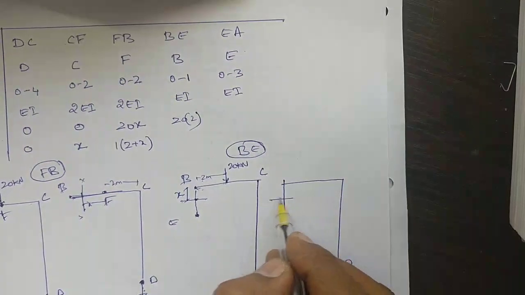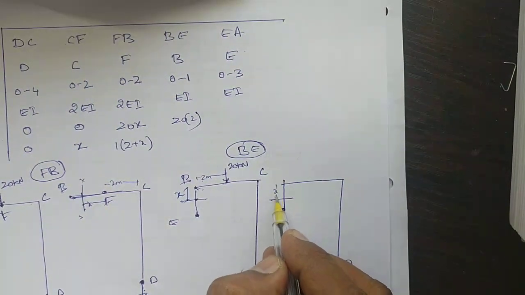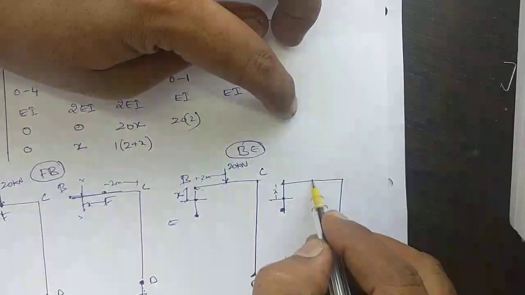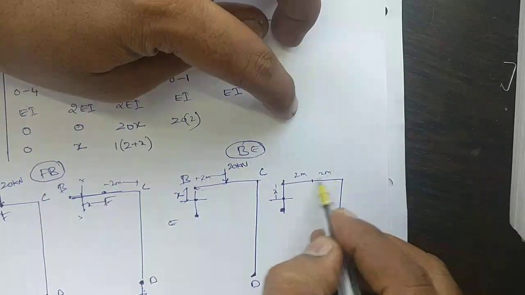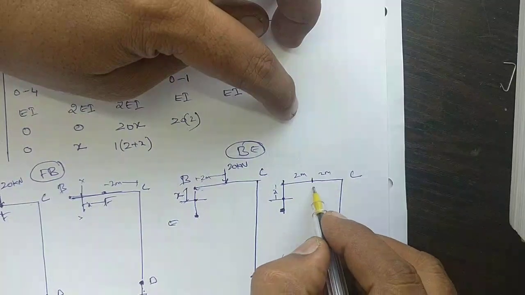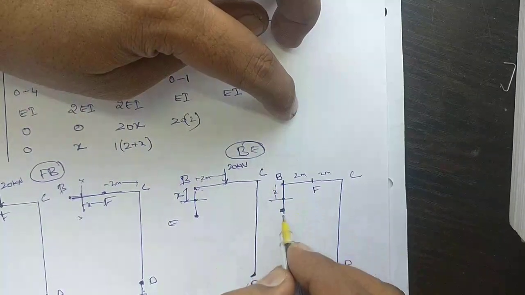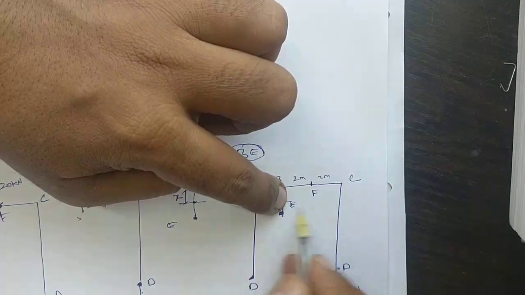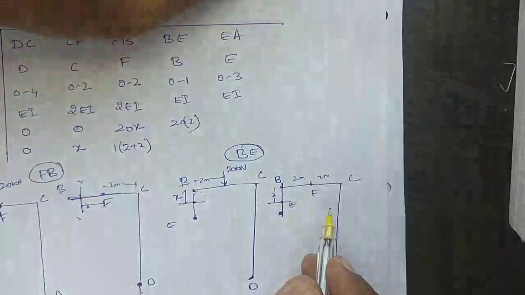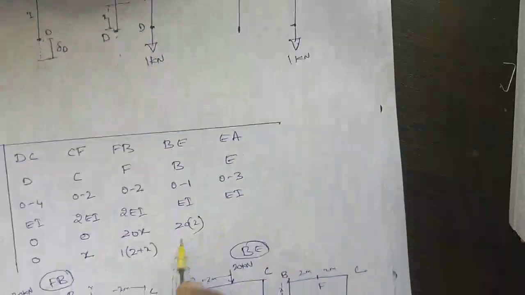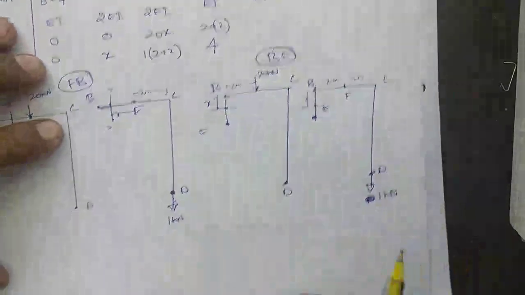Now your cross section is here. At this point, what is the moment? So we have this is 2 meter, 2 meter. D, C, F, B. Your E. From here it is 1 into this distance, which is 4. So your small m will become 4. This is for BE, it is over.